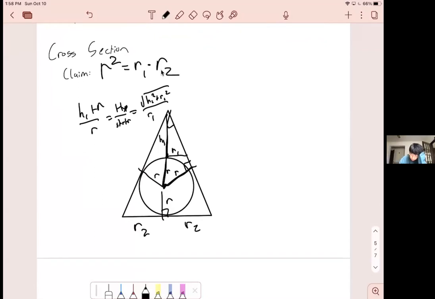So you have (H1 + R) over R, which is going to be equal to this, because the two triangles are similar. They're both right triangles, and they also both have this angle equal. So that gives this ratio.